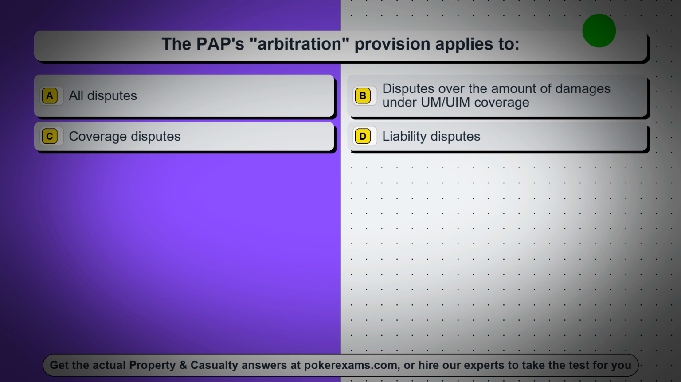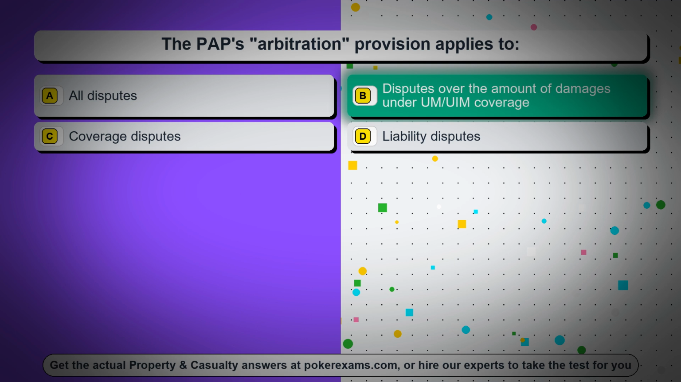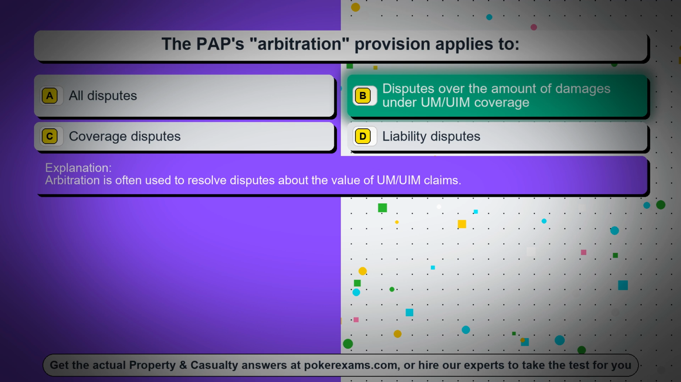Question 20. The PAP's arbitration provision applies to option A, all disputes. Option B, disputes over the amount of damages under UM/UIM coverage. Option C, coverage disputes. Option D, liability disputes. The correct answer is option B, disputes over the amount of damages under UM/UIM coverage. Arbitration is often used to resolve disputes about the value of UM/UIM claims.